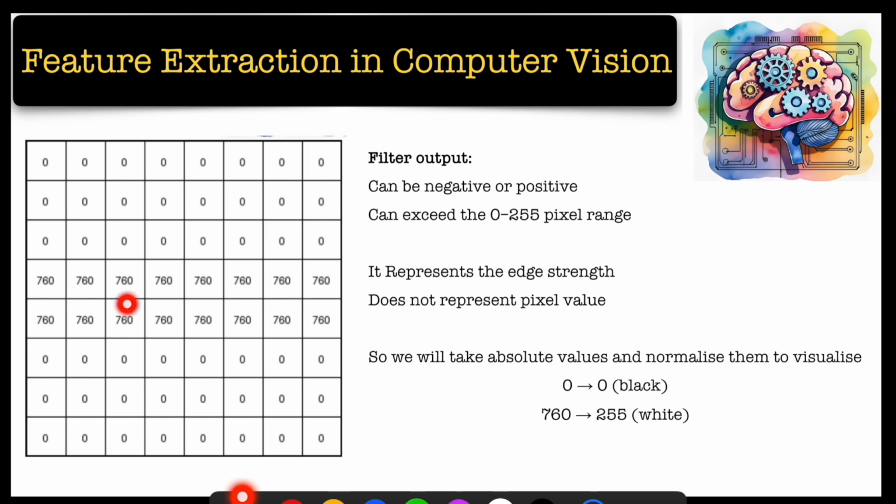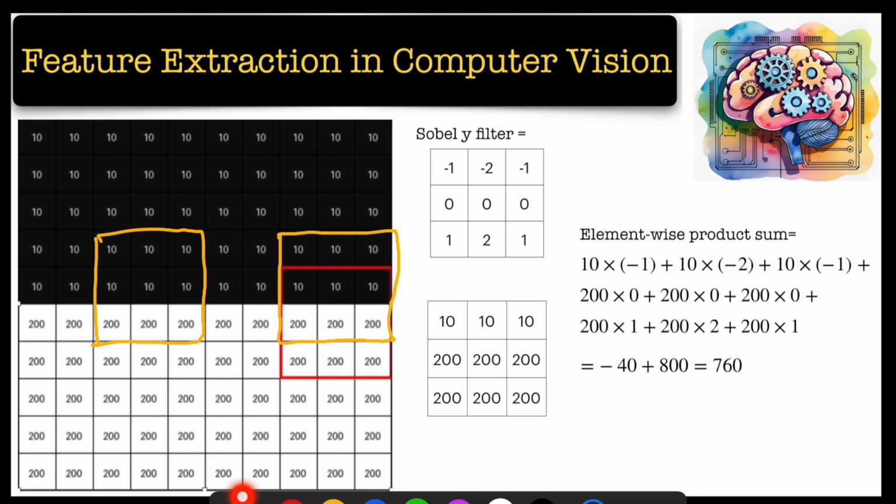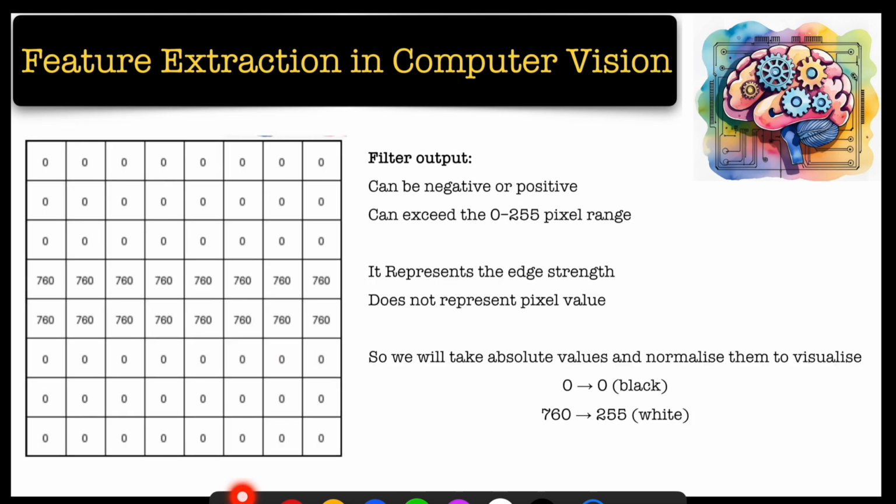So these values are not actual pixel values. The 760 value we got represents the edge strength. The higher the value, the more drastic the change. We saw earlier that these values are 10 and these are 200, so the change is very high, right? That's why we got a higher value. So the value we get represents the edge strength.